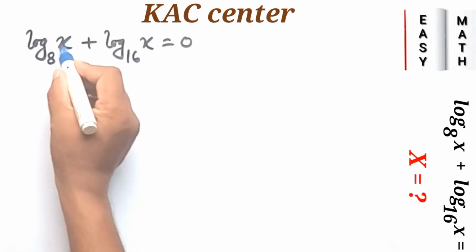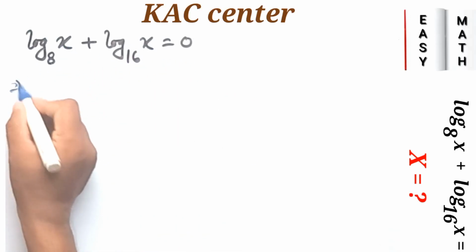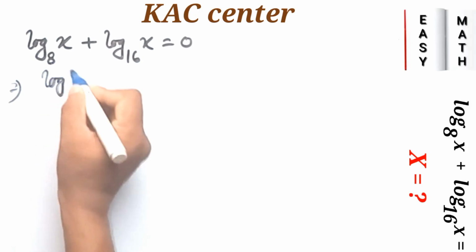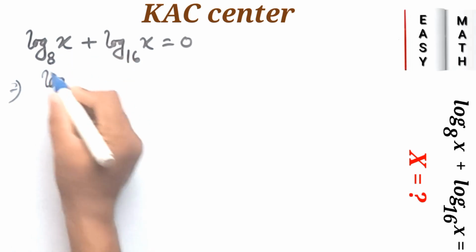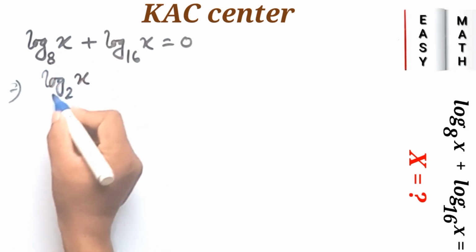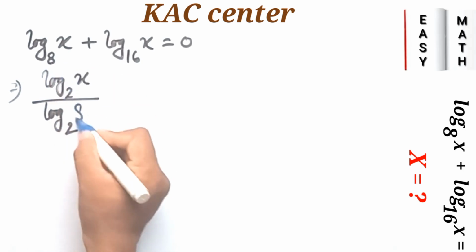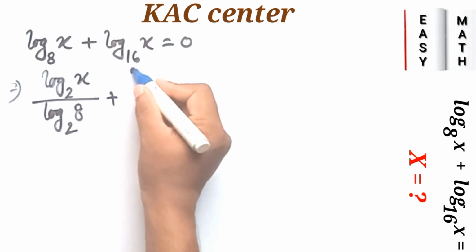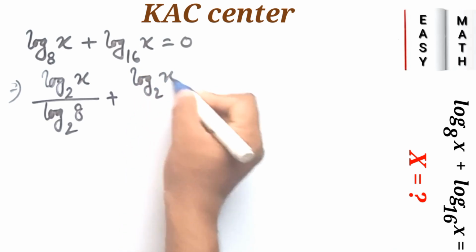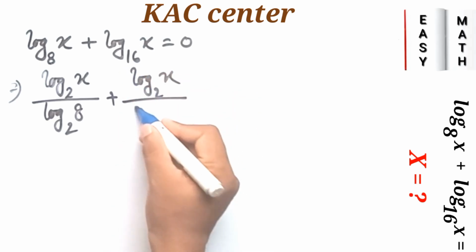From this equation, find out the value of x. How? First we can write log base 2 of x, and similarly log base 2 of 8, and similarly log base 2 of x, and this we can write here similarly.